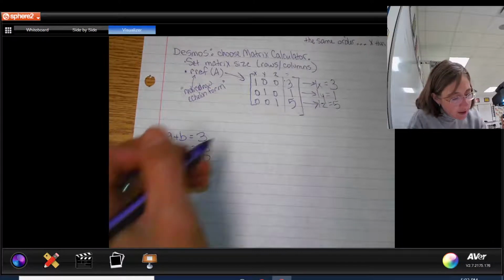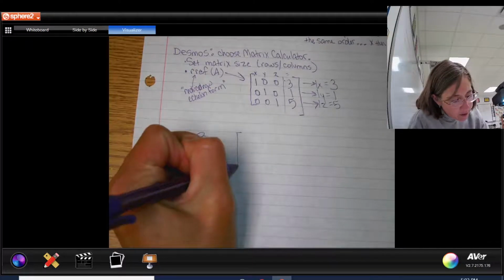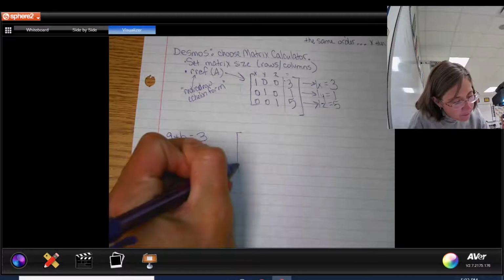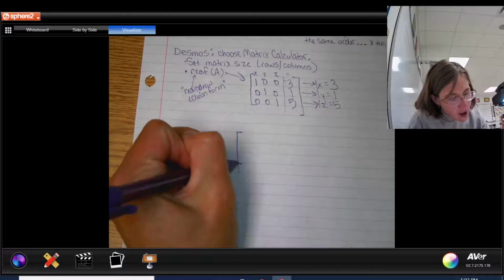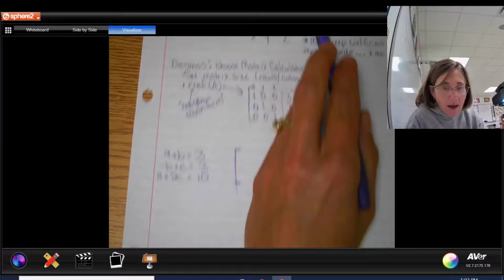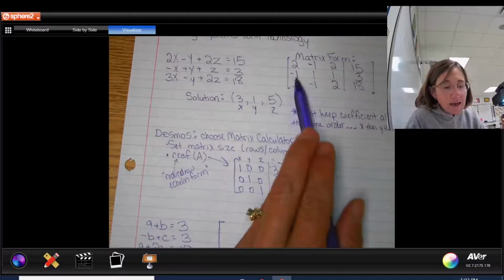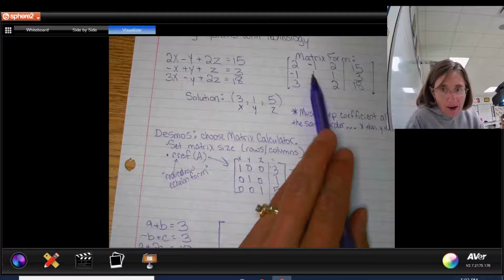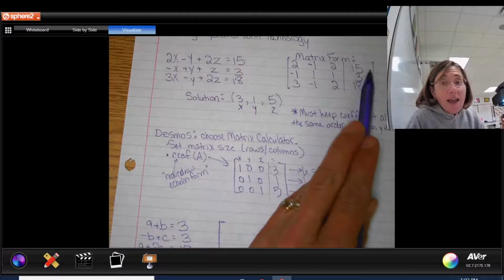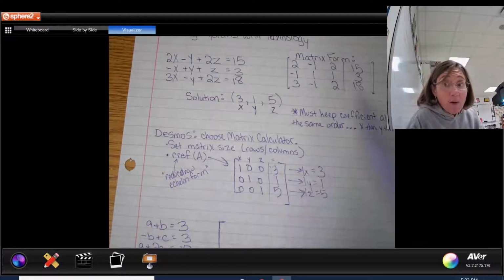So to do that, remember we said that we were going to, oops, I made that too long. We were going to keep up here, we agreed to keep the X's, and then the Y's, and then the Z's, and then the equals answer part in that order.